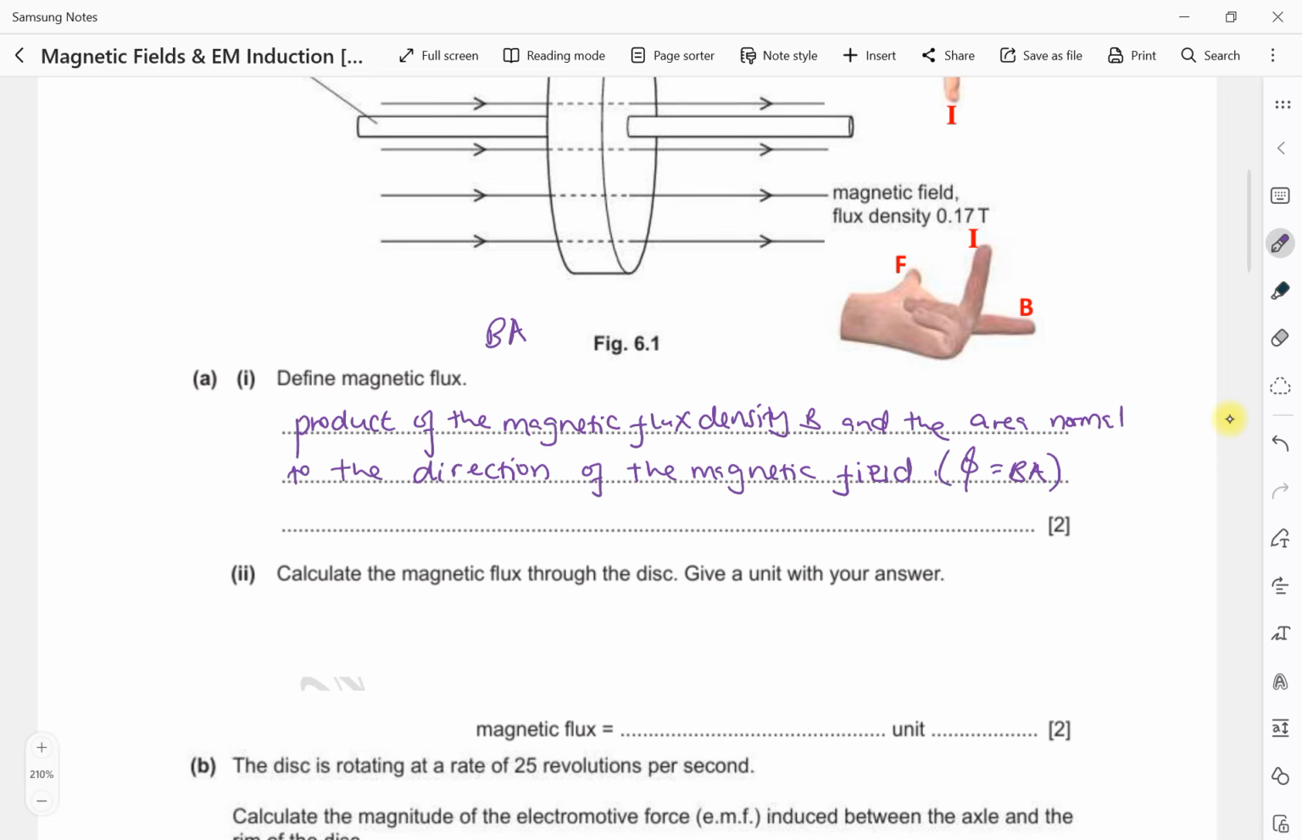Alternatively, you can write flux phi equals B A sine of theta, where theta is the angle between the direction of flux, B, and the area A. Calculate the magnetic flux through the disk. Give a unit with your answer.